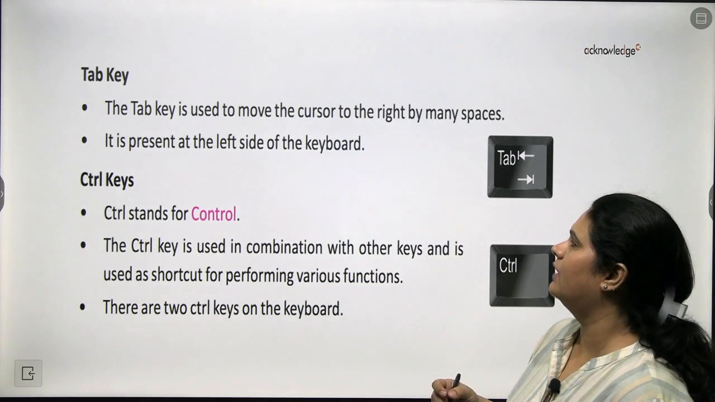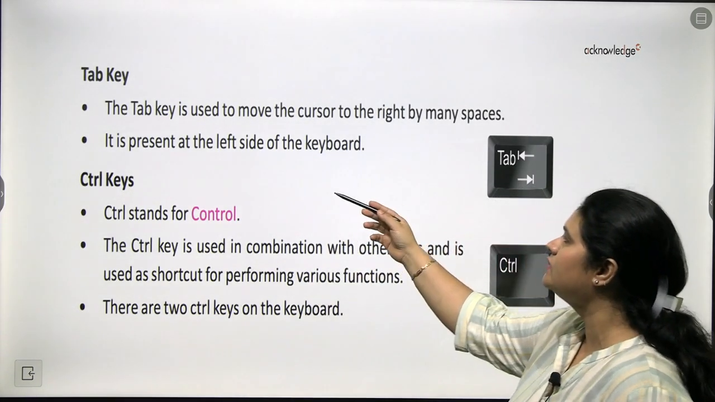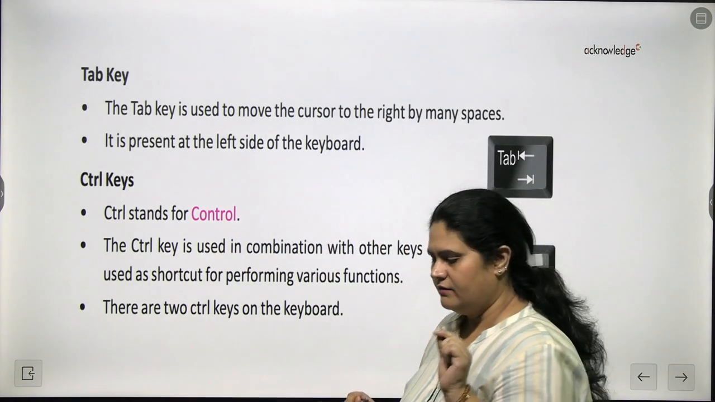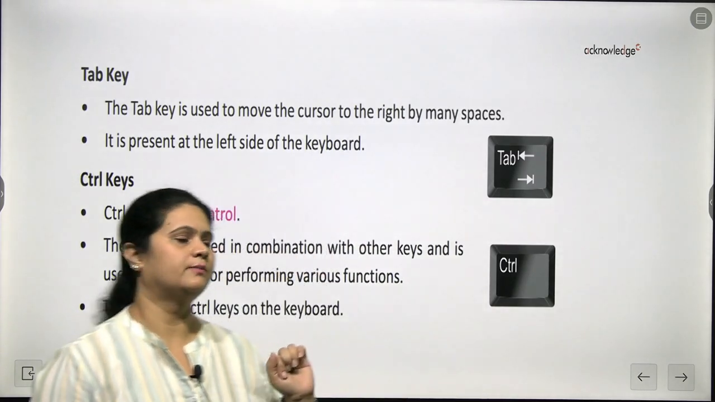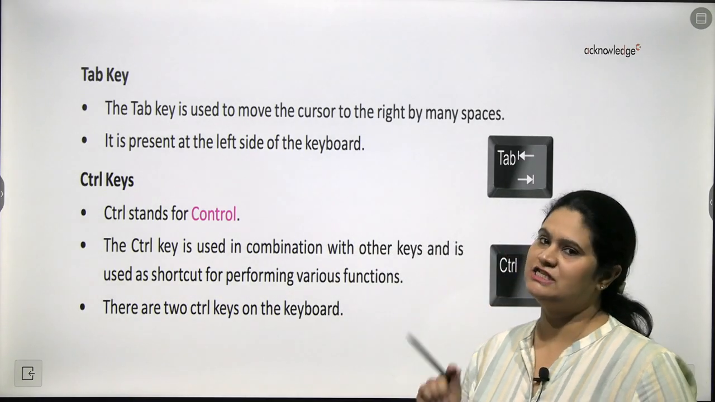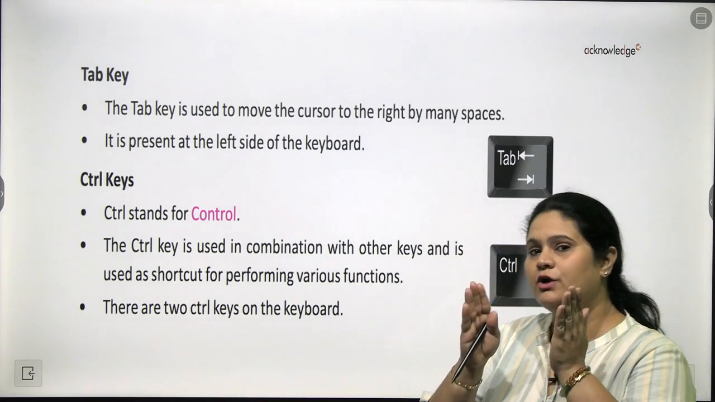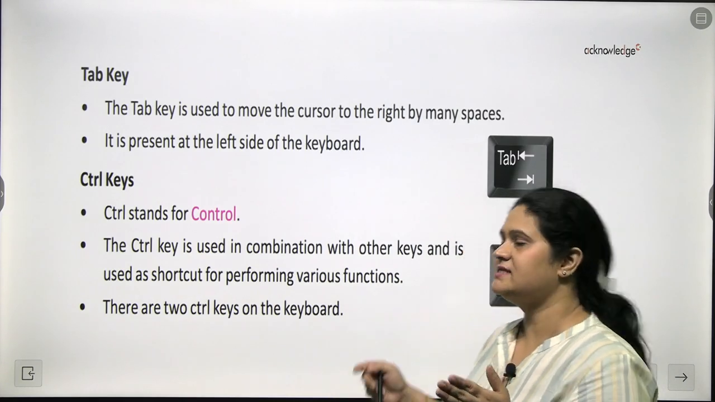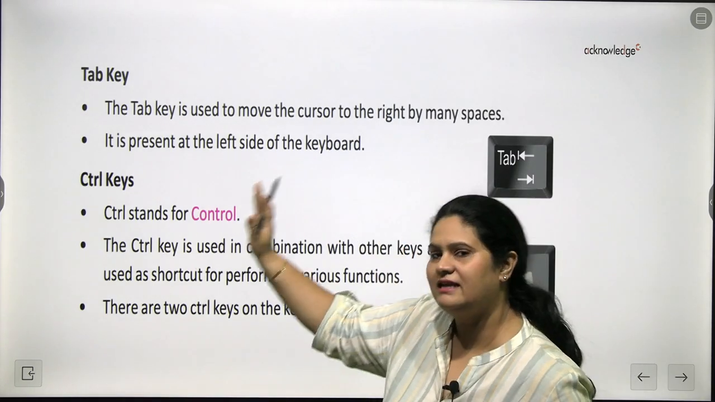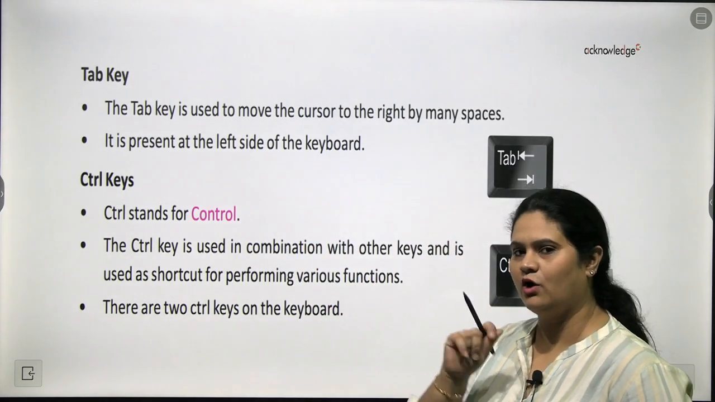Also, let's talk about tab key. What is this tab key used for? So, it is used to move the cursor to the right by many spaces, right? When you start typing and suppose you press a space bar key, how many places does your cursor shift? It shifts only one place, right? But if you want that your cursor leaves many spaces, then you must use tab key. Okay? It is present at the left side of the keyboard. Okay? Just above the caps lock key. Find it, children, in your keyboards.